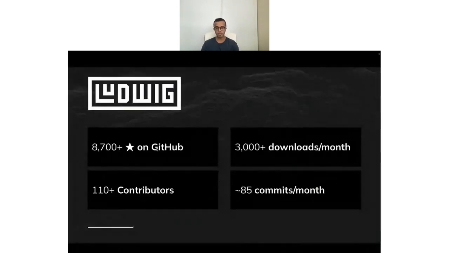And this adoption has been shown in the community. Since it was released, Ludwig has received over 8,000 stars on GitHub and routinely sees over 3,000 downloads a month, with over 100 active contributors and around 85 commits a month. And so in the community, we've seen all types of users, from experienced data scientists to data analysts to even software engineers that are really looking for a fast way to get started with machine learning in their organization.